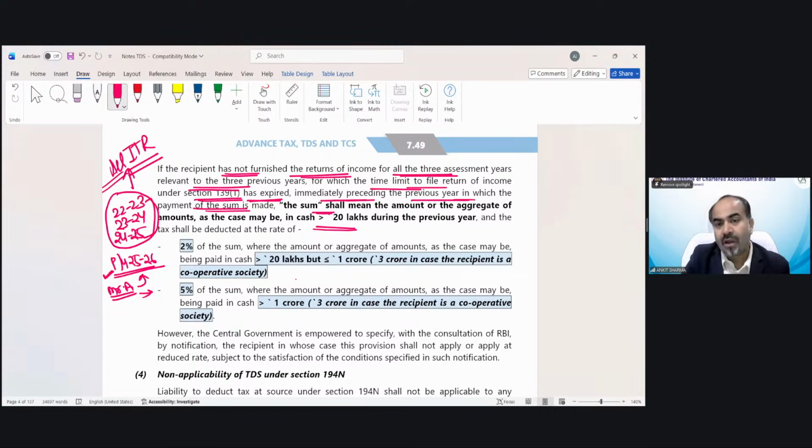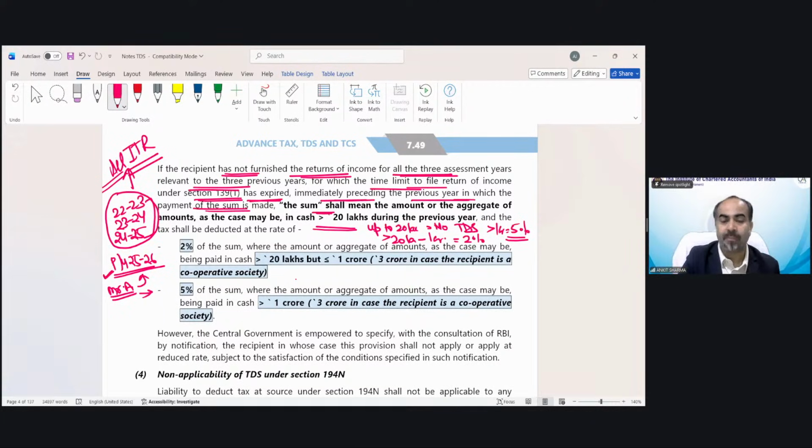That means now after 20 lakh rupees of withdrawal, TDS is going to be deducted, but the rate would be changed. Earlier the limit was up to 1 crore, no TDS. Exceeding 1 crore, 2% TDS. Now it's up to 20 lakh, no TDS. But after 20 lakh till 1 crore, which was the earlier limit, 2% TDS rate would be applicable. And after 1 crore, this rate would be 5%.